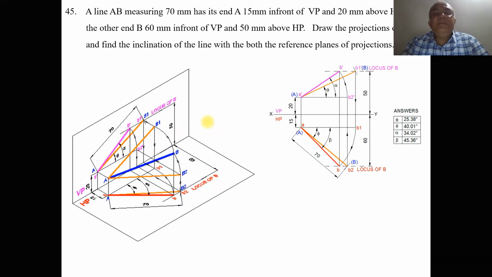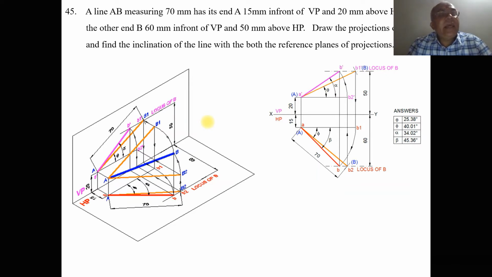So this is the problem which has been given. We need to first analyze this. What he has given: end A is 15 mm in front of VP and 20 mm above HP. So he has fixed the position of the point A. That means he has given the locus of A. And the other end B is 60 mm in front of VP and 50 mm above HP. Again, he has given the locus of B also.